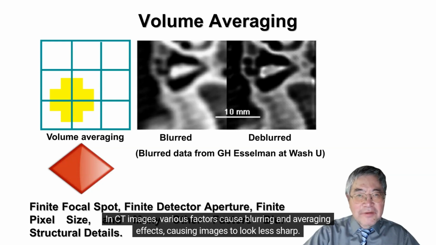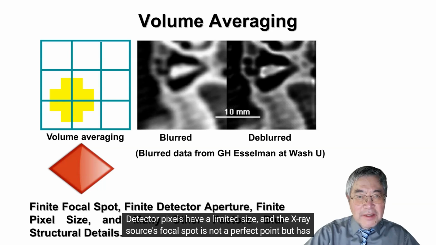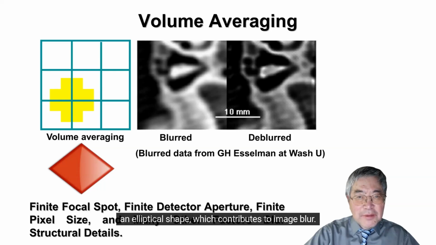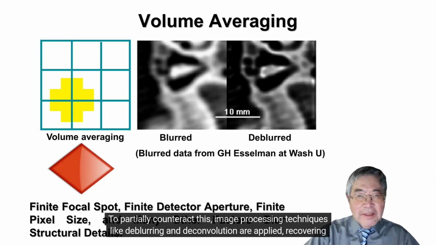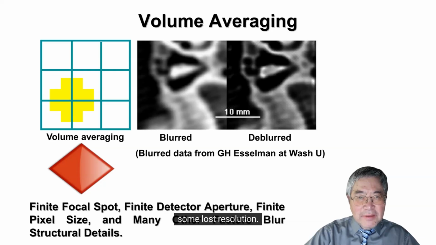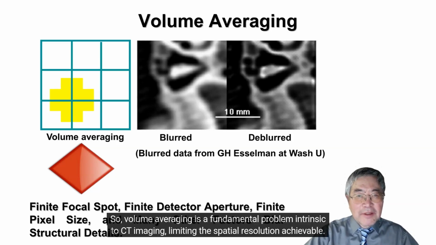In CT images, various factors cause blurring and averaging effects, causing images to look less sharp. Detector pixels have a limited size, and the X-ray source's focal spot is not a perfect point, but has an elliptical shape which contributes to image blur. To partially counteract this, image processing techniques like deblurring and deconvolution are applied, recovering some lost resolution. This relates to our earlier study of linear systems and convolution in imaging. So, volume averaging is a fundamental problem intrinsic to CT imaging, limiting the spatial resolution achievable.